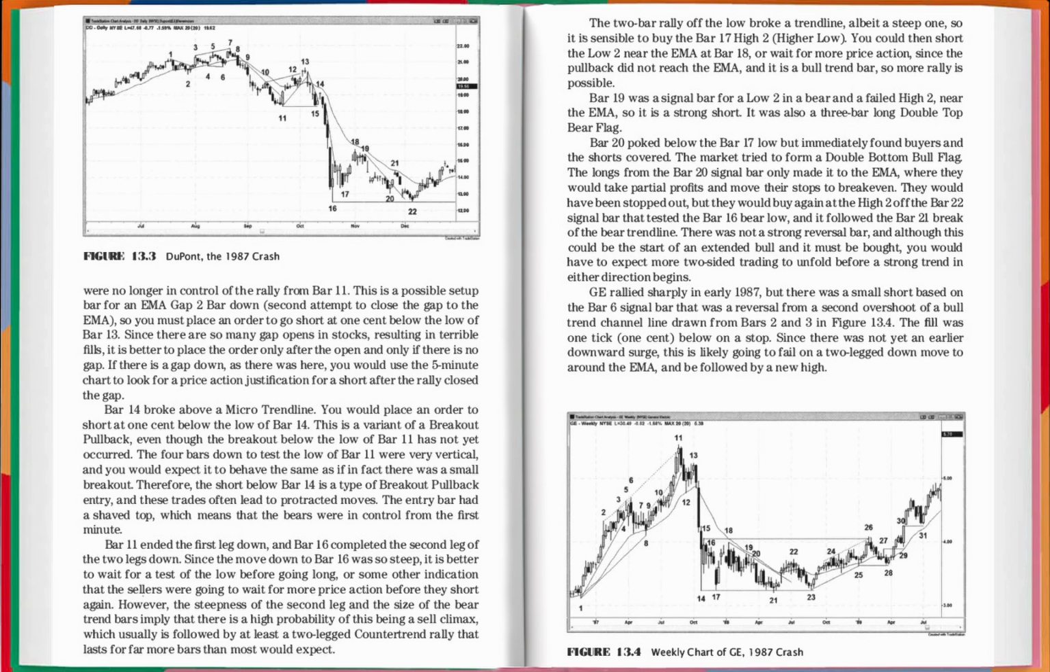GE rallied sharply in early 1987, but there was a small short based on the bar 6 signal bar that was a reversal from a second overshoot of a bull trend channel line drawn from bars 2 and 3 in figure 13.4. The fill was 1 tick, 1 cent below on a stop. Since there was not yet an earlier downward surge, this is likely going to fail on a two-legged down move to around the EMA and be followed by a new high.